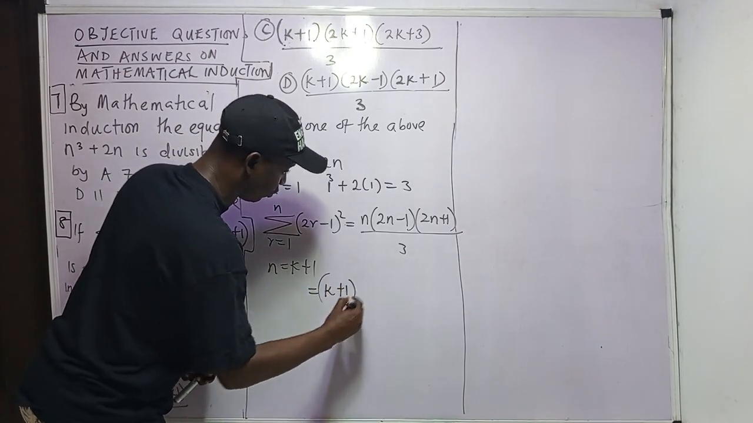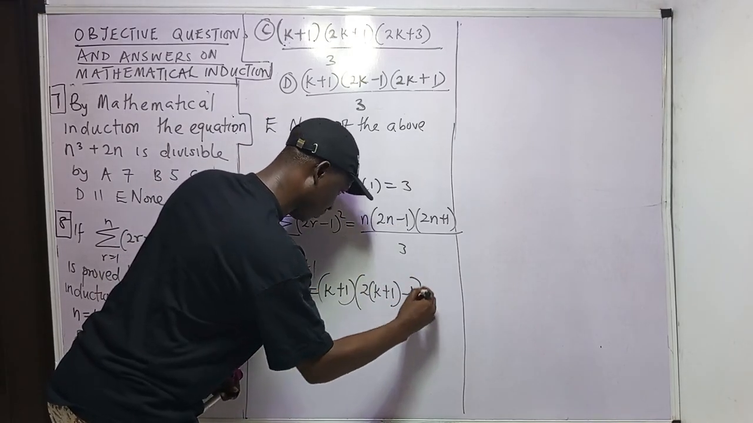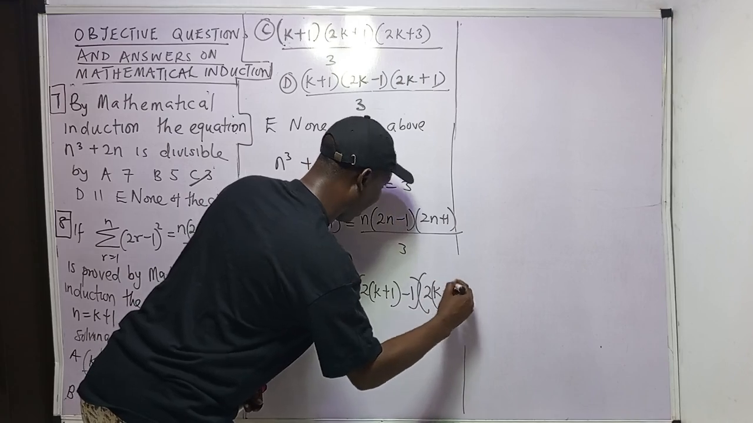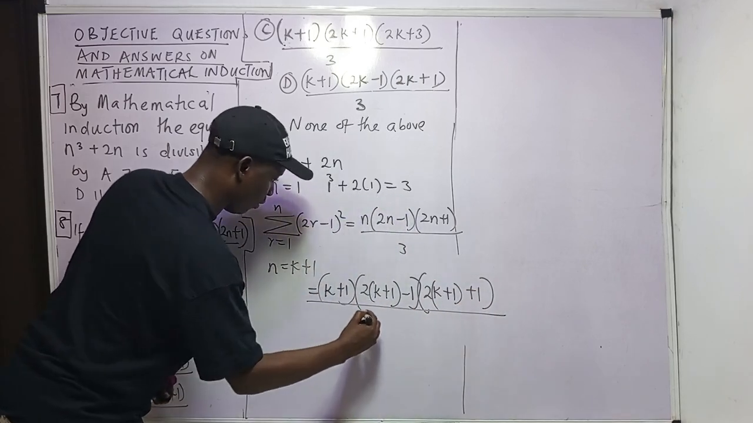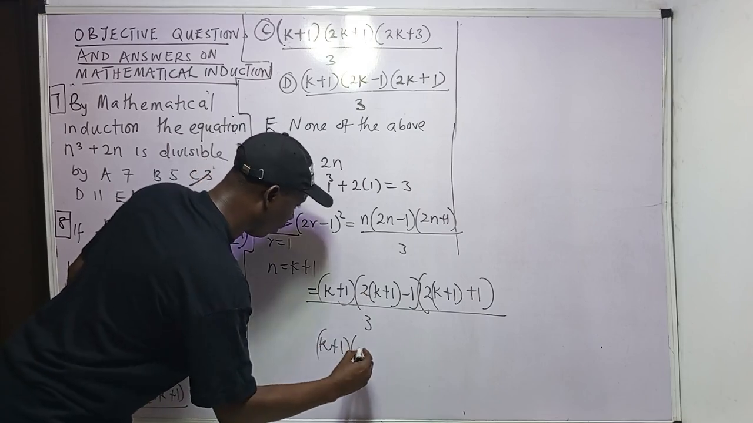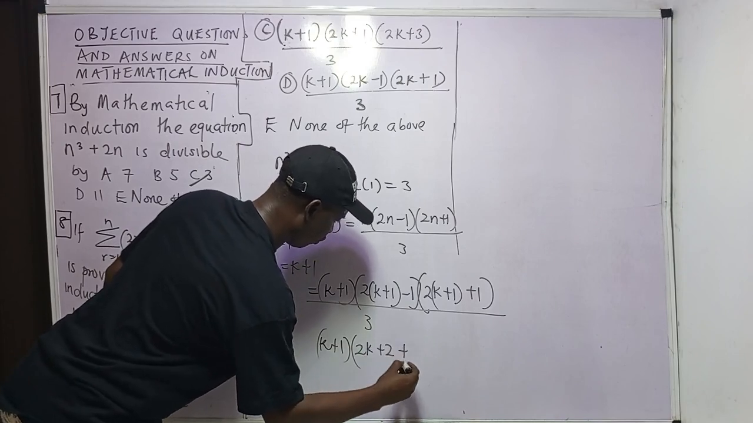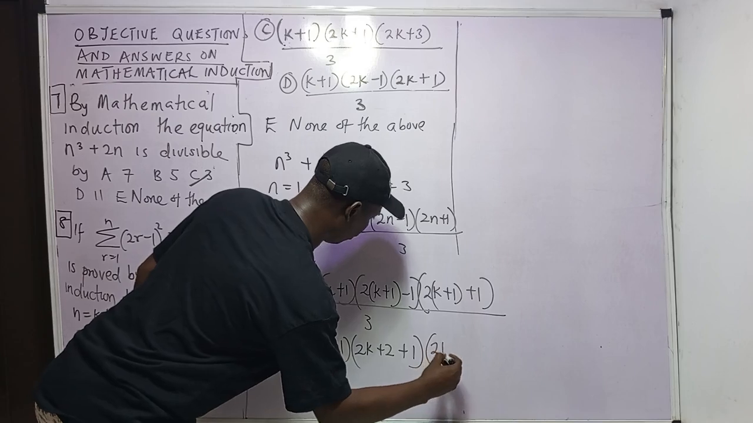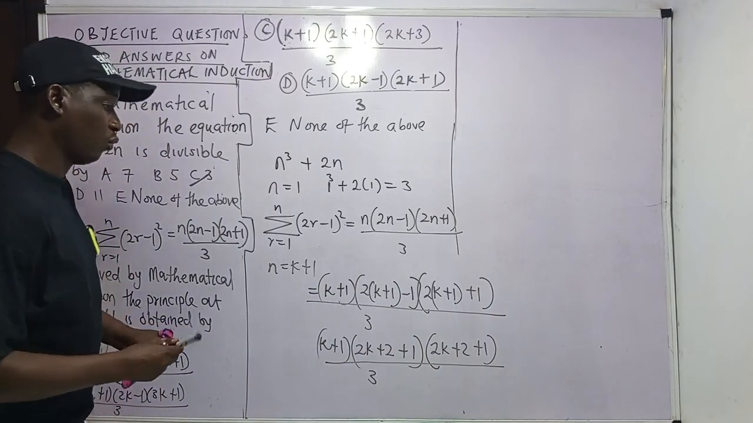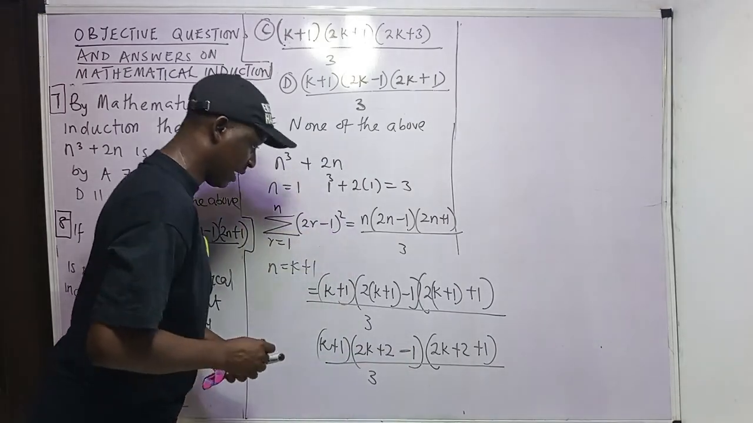So we have k plus 1 into bracket 2 into bracket k plus 1 minus 1, close bracket, into bracket 2 into bracket k plus 1 plus 1, all divided by 3. So what we do is that we are going to have k plus 1, 2 times k is 2k plus 2, minus 1, so bracket 2k plus 2 plus 1, all divided by 3.